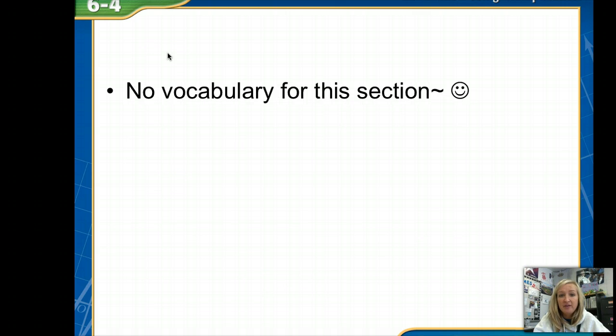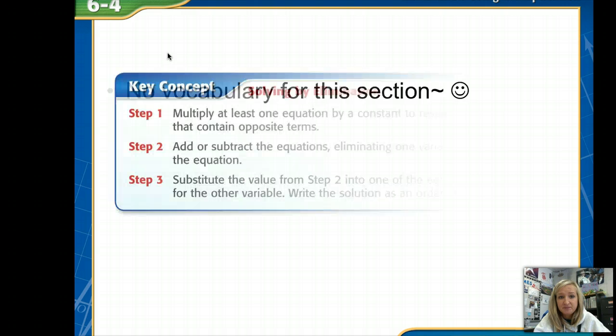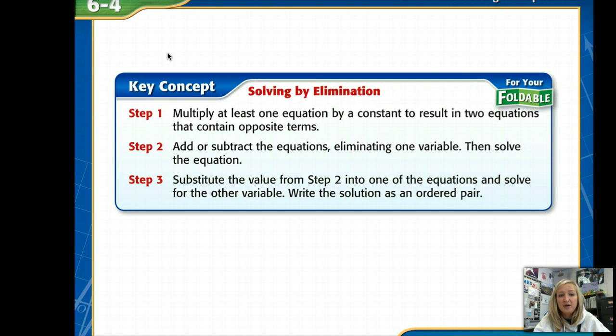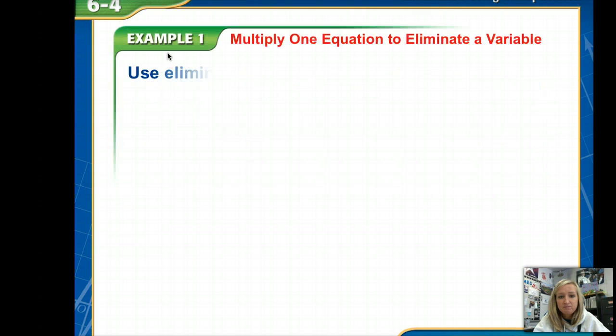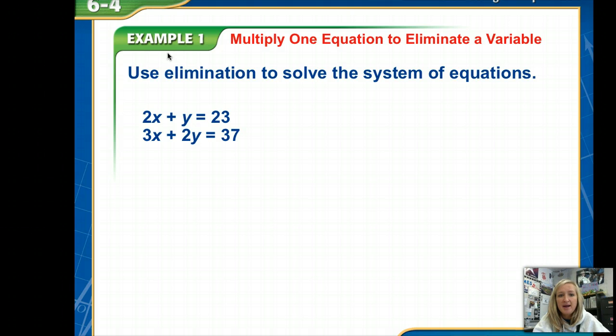There's no vocabulary for this section, but I do, again, want you to copy down the key concepts. So solving by elimination, we know how to solve by elimination using addition and subtraction, meaning that our variables are already lined up for us. But what happens when things aren't so easily lined up? What steps do we have to take? So let's get started. Multiply one equation to eliminate a variable.